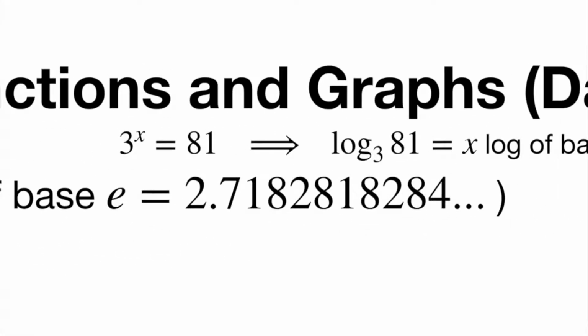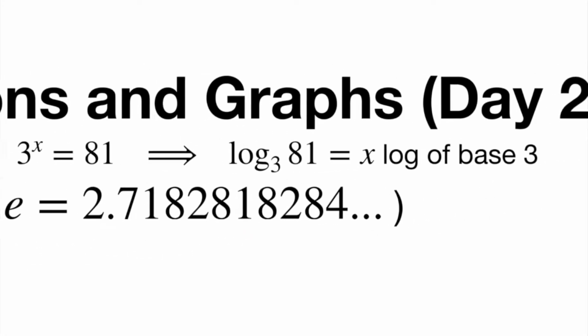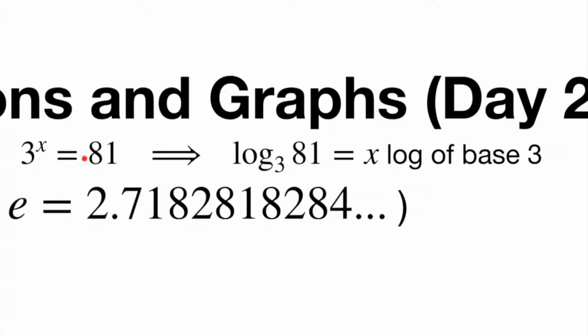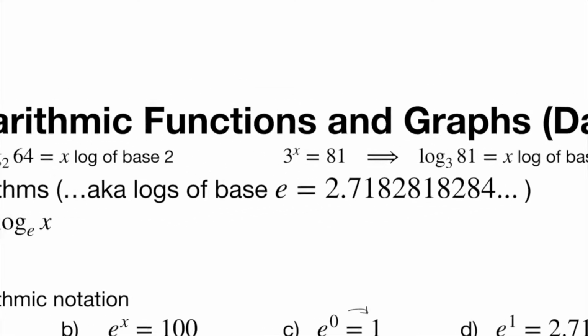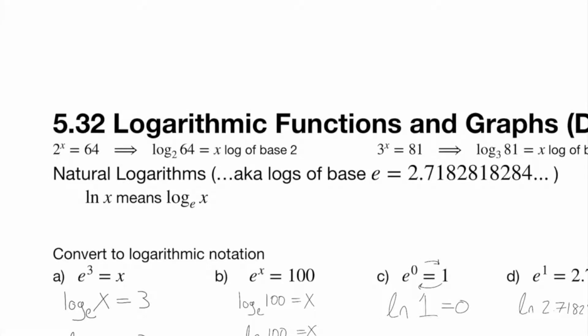Here, the base was 3. And so we said 3 to the x equals 81. You could take the log base 3 of 81. That would equal x. X is the exponent. 81 is the power. But 3 was the base. Log of base 3. Well, today we're going to talk about something called natural logarithms.